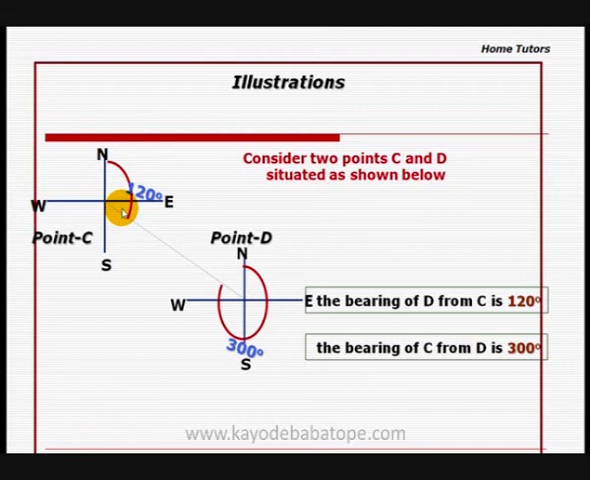And also the bearing of C from D in terms of three-figure bearing will be this angle starting from the north up to the line that is joining the 2 points. Okay, but take note that we were given that this angle is 30 degrees. If this angle is 30 degrees, then this entire angle will be 90, 180, 270 plus 30. That gives 300 degrees. So the bearing of D from C is 120 degrees, but the bearing of C from D is 300 degrees.